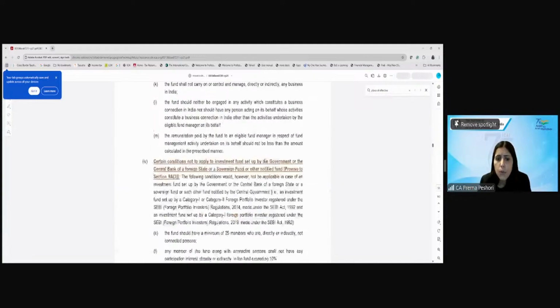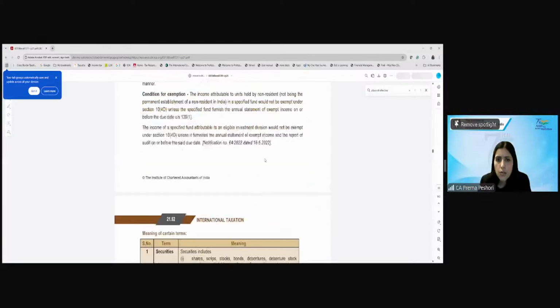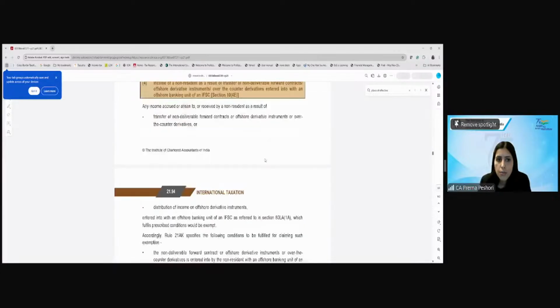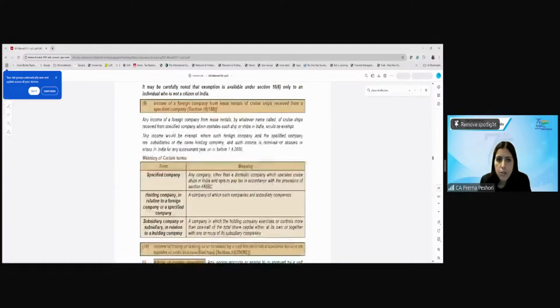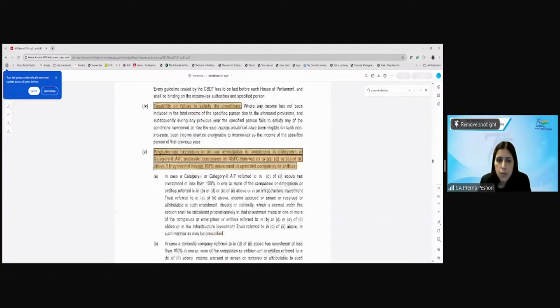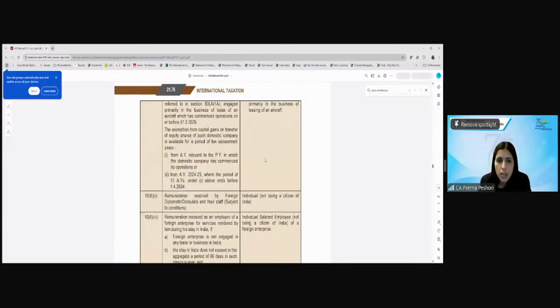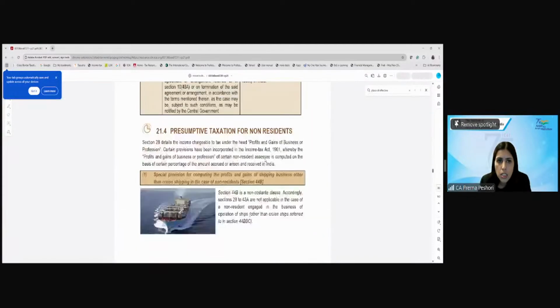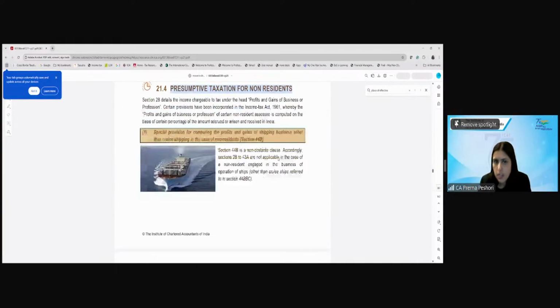Now, moving further with respect to the other parts of this chapter, let me take you through. These exemptions, you can do it yourself, this is self-explanatory. We have discussed a few of the exemptions. Yeah. So, presumptive taxation for the non-resident.